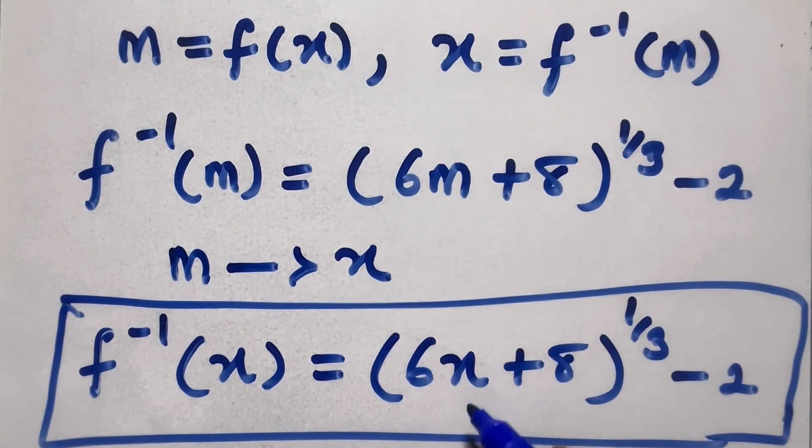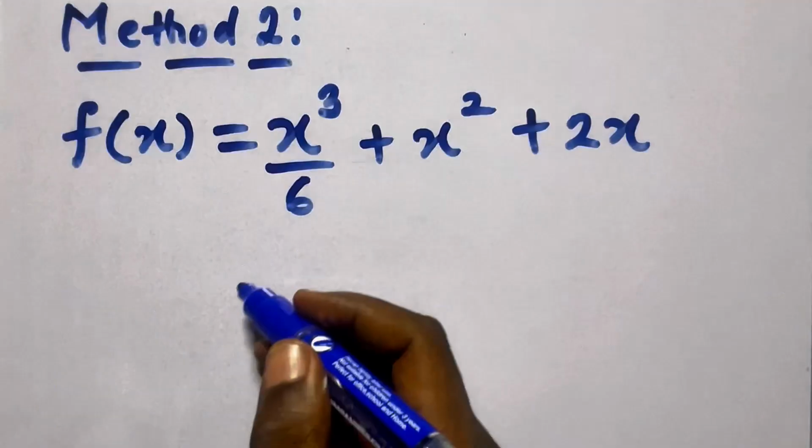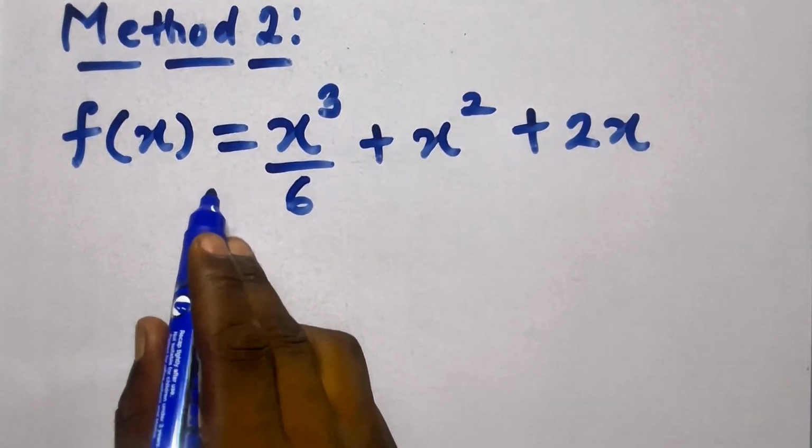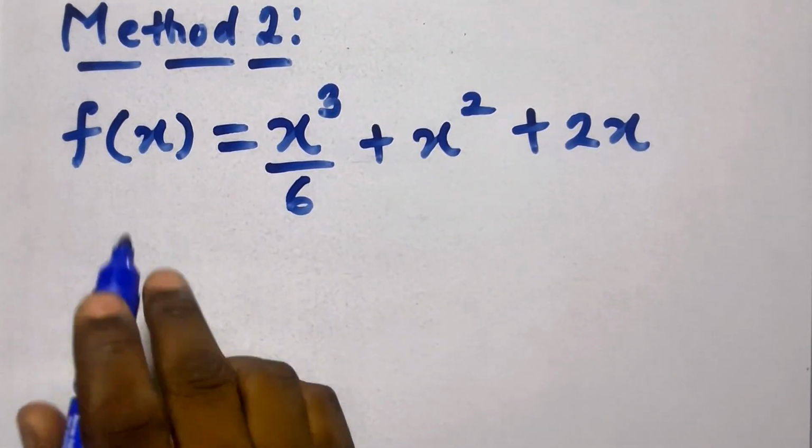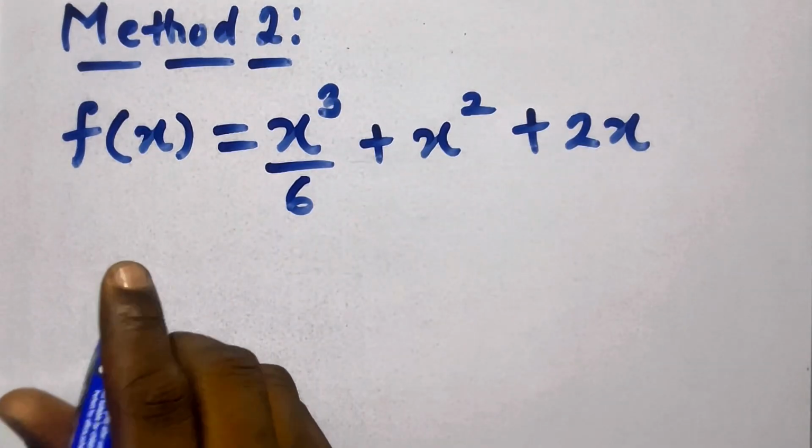However, I will be solving this particular problem again using another method, so we see which one is best, shorter, or best for solving this particular problem. So let's see method 2. We want to use the second method. Don't forget, we want to find the f inverse of x, right? So the inverse of this particular equation.